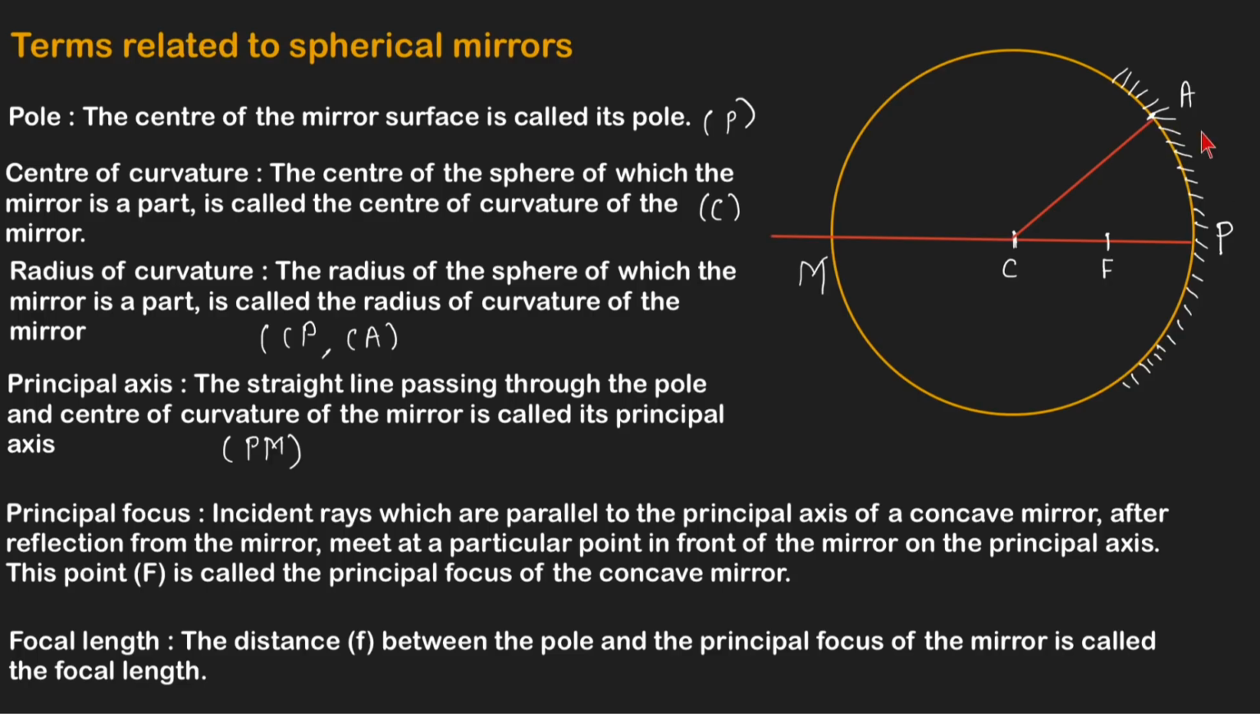In this image we are also considering the concave mirror. Next, the focal length. The distance F between the pole and the principal focus of the mirror is called the focal length. Here is the focus, and the distance between the pole and principal focus of the mirror is called the focal length. This length is the focal length.